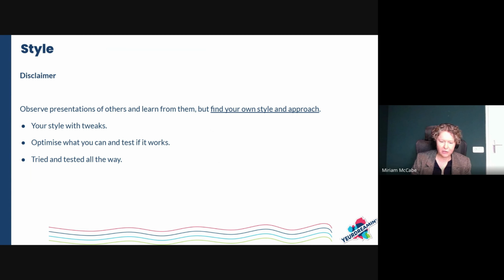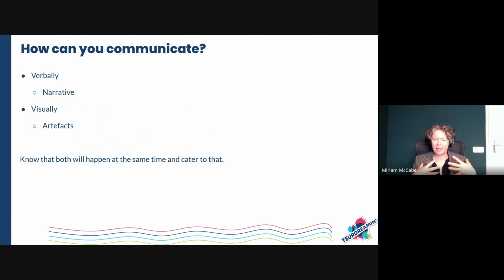So now if we move on to the next slide, let's dive into some of the mechanics of how you can communicate. There's typically two big categories. Lilith already alluded to them previously, and they are verbally, using words and narrative, and visually, using gestures, pictures, or in the context of an architect, oftentimes beautiful artifacts, right? And you're always keeping in mind that you're usually using both of these at the same time. So you can make use of that.